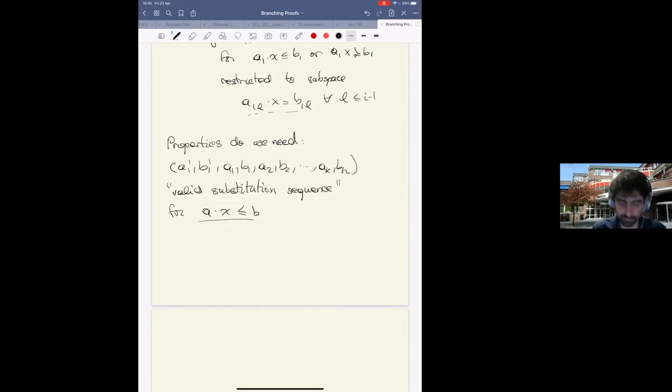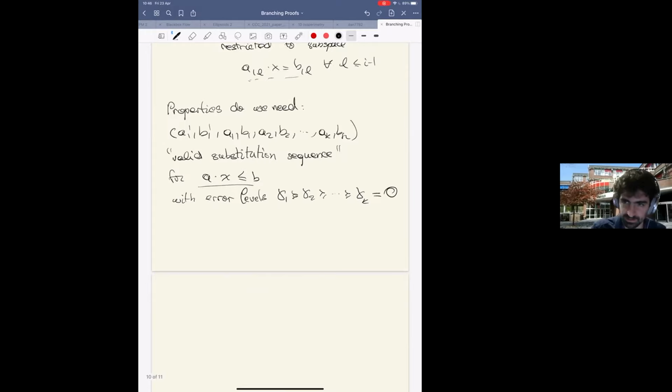But so what does this mean? I'm going to say you have a valid substitution sequence and you have error levels. Let's say gamma 1 greater than or equal to gamma 2, greater than or equal to gamma k, and gamma k is 0, so that corresponds to 0 error. So I just want to say this, and then I'll connect it to my favorite lemma, and then we'll stop.